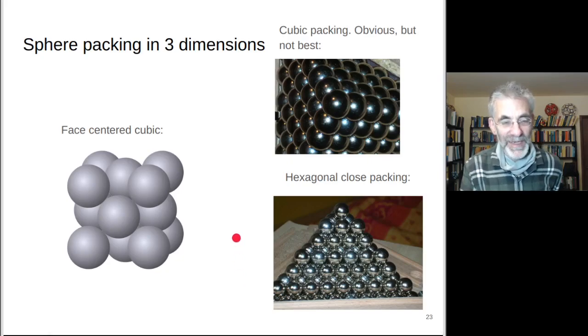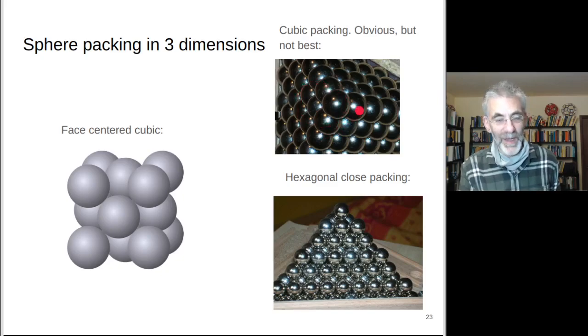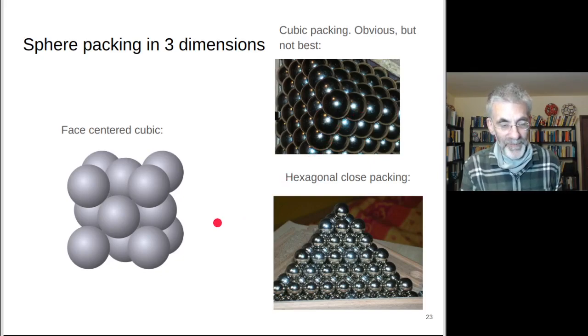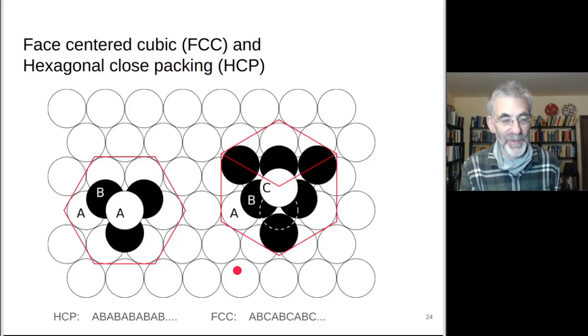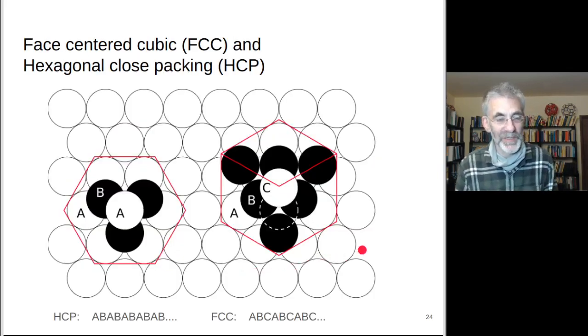So how can you pack spheres in three dimensions? Well, you can pack them in a sort of cubical packing, like a salt crystal, but that's obviously not best. And there are two common ways that crystals can pack spheres. One is called face-centered cubic, which looks a bit like this, and the other is called hexagonal close packing.